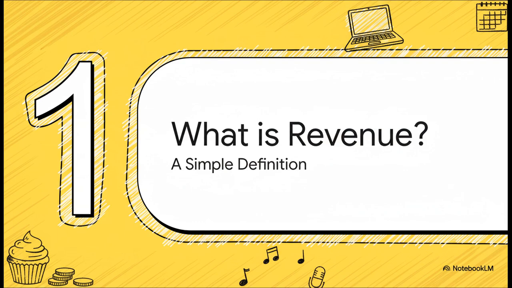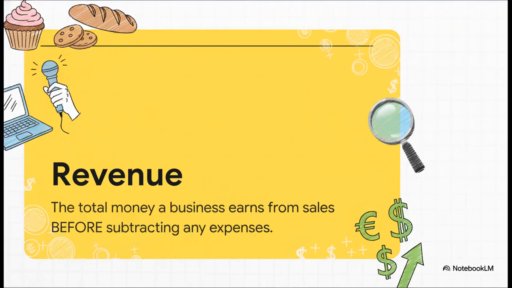Okay, but before we can start calculating it, we need to be crystal clear on what it actually is. So let's get a really simple, solid definition down. Now, the most important word on this screen is before. You've got to remember that. Revenue is just the total raw amount of cash coming in from what you sell. We're not thinking about costs yet. Not the rent, not the cost of your supplies, not salaries. All of that comes later. This is just the pure total sales number.